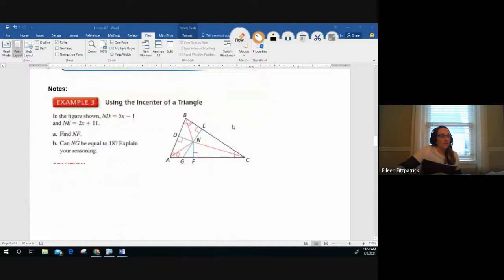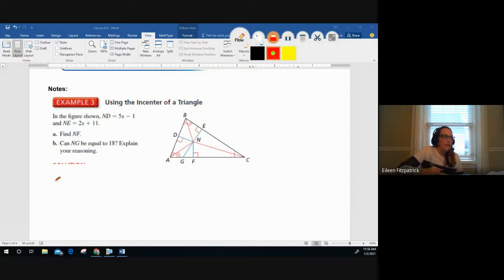Example 3, using the in-center of a triangle. It says in the figure shown, ND, this length right here, is 5x minus 1, and NE is 2x plus 11. Find NF.